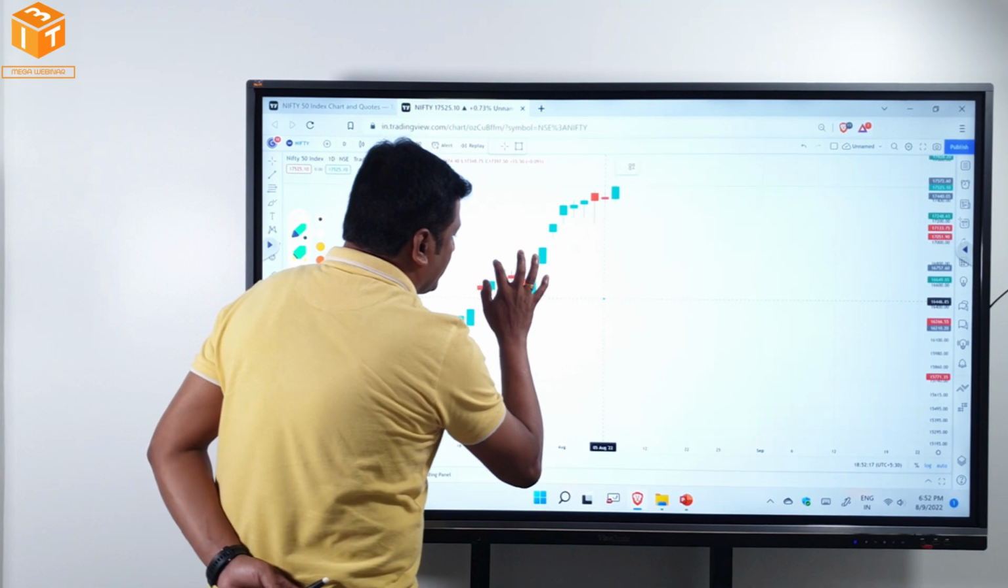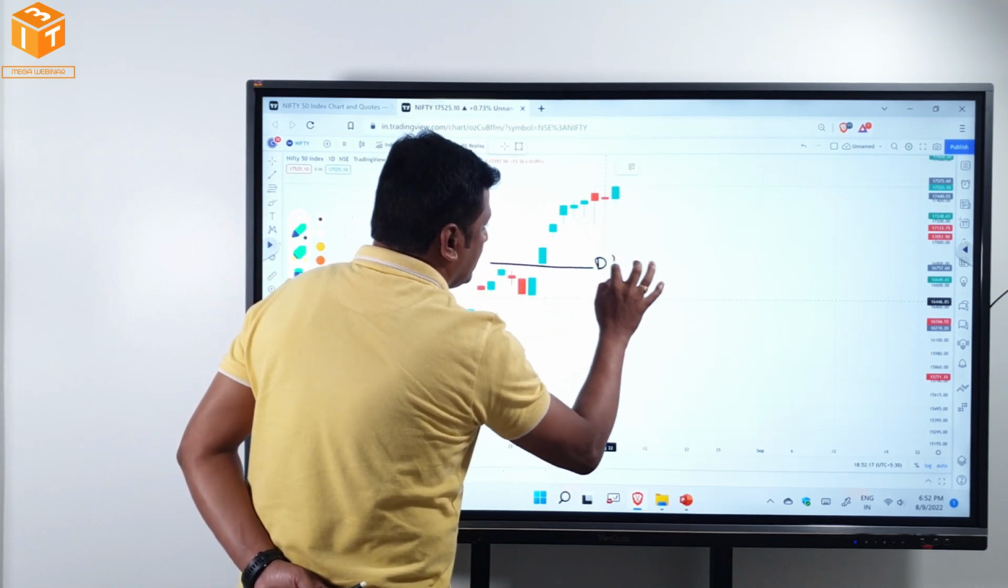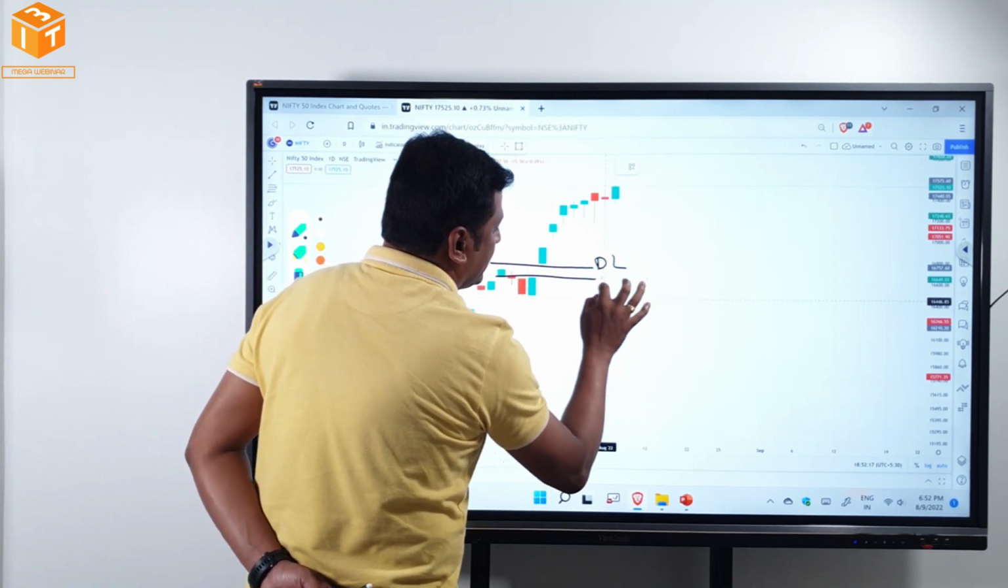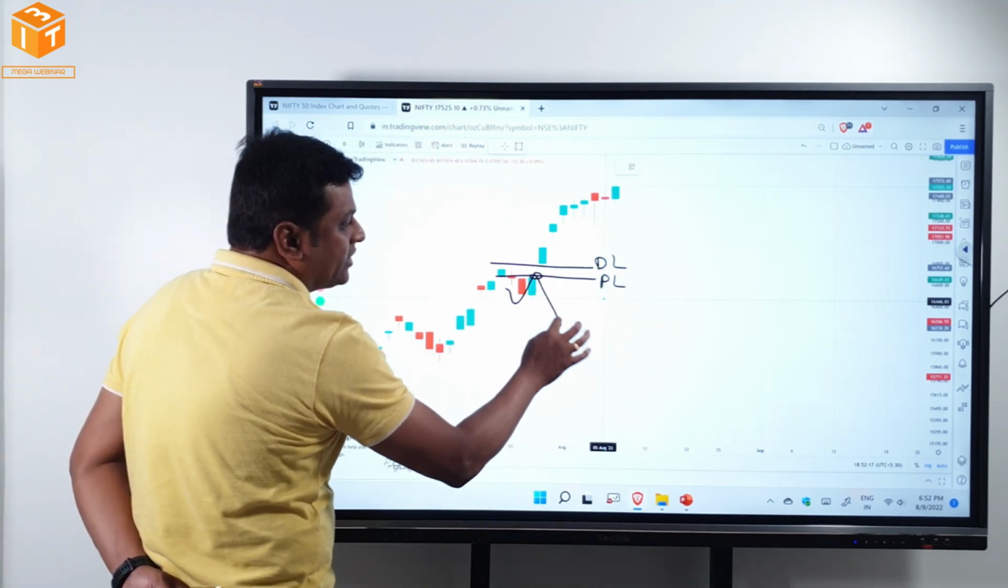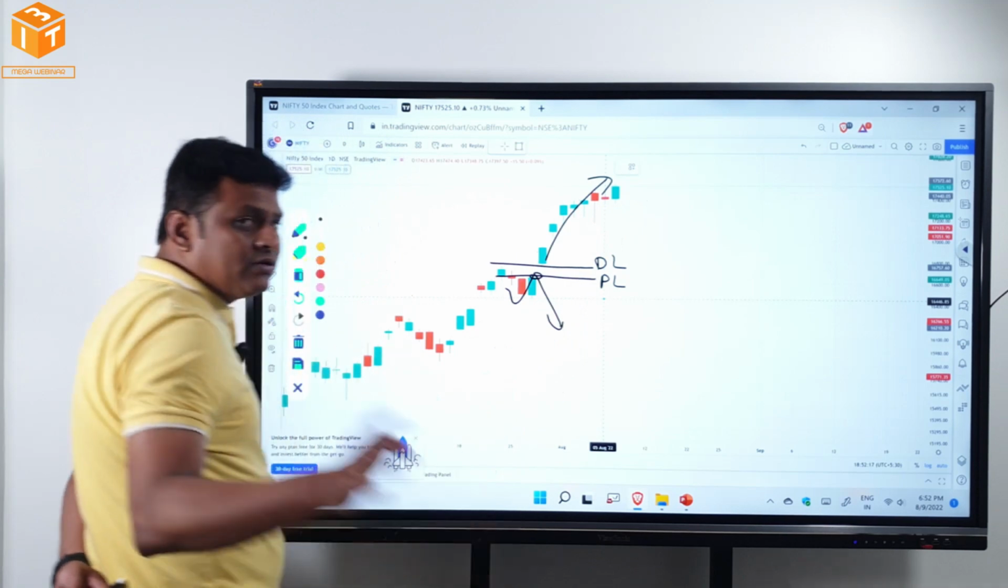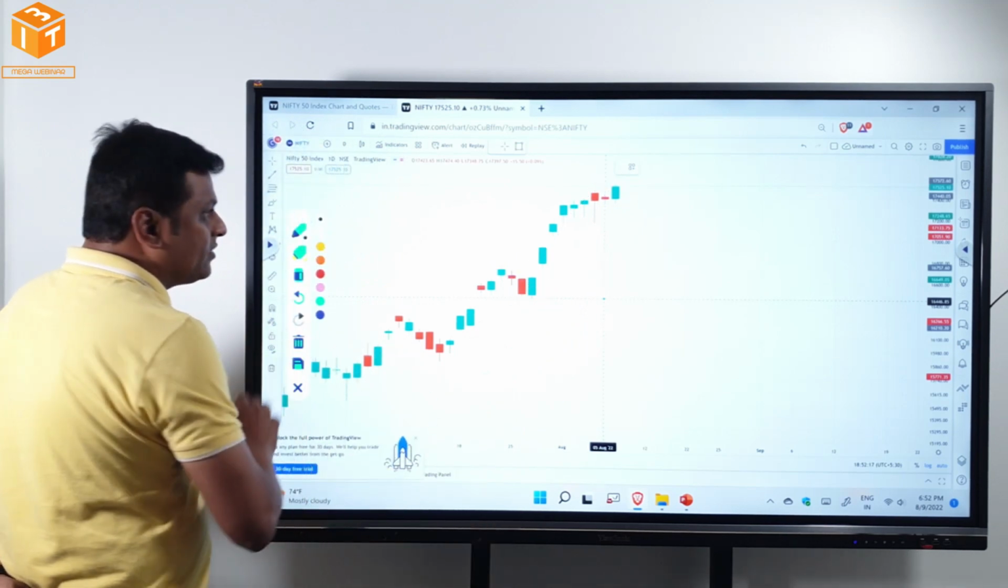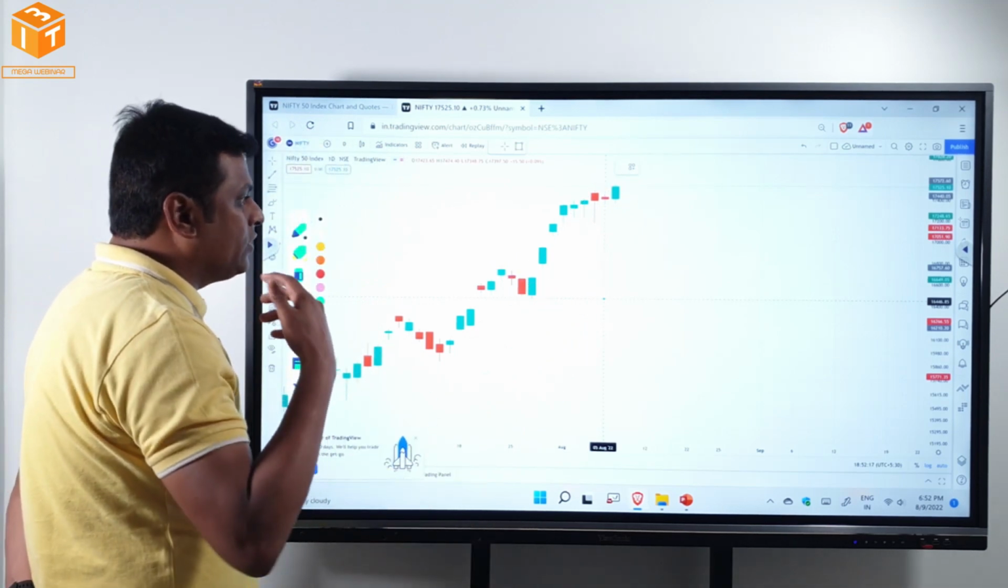Where is my stop loss if I want to take a trade? This is my distal line, this is my proximal line ideally. Correct? And if price comes, I will take a reaction here. Don't worry that the price went up through a breakout, that is fine. Don't worry about that part.